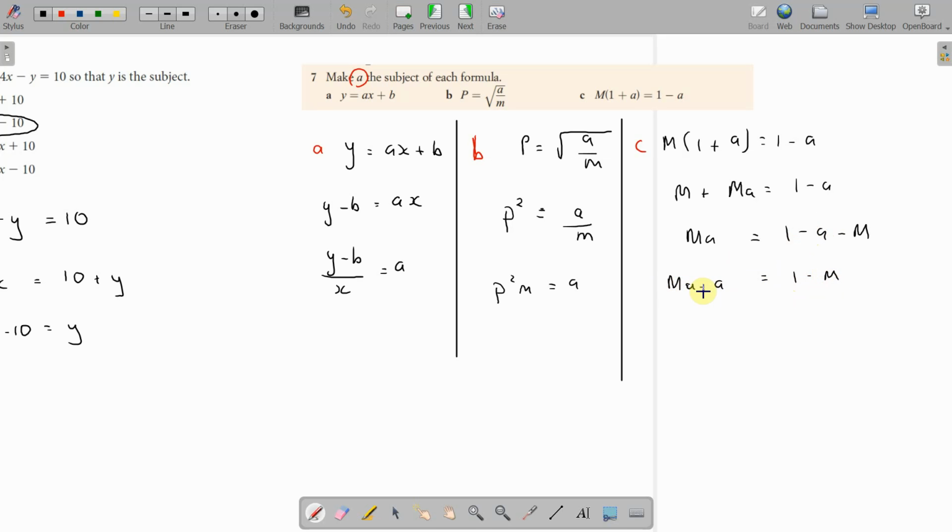And then we need to factorise to isolate a, so I'm going to take a out. This part stays the same. And now we can divide by this little bit. a equals 1 minus m over 1 plus m, or m plus 1. There we go.